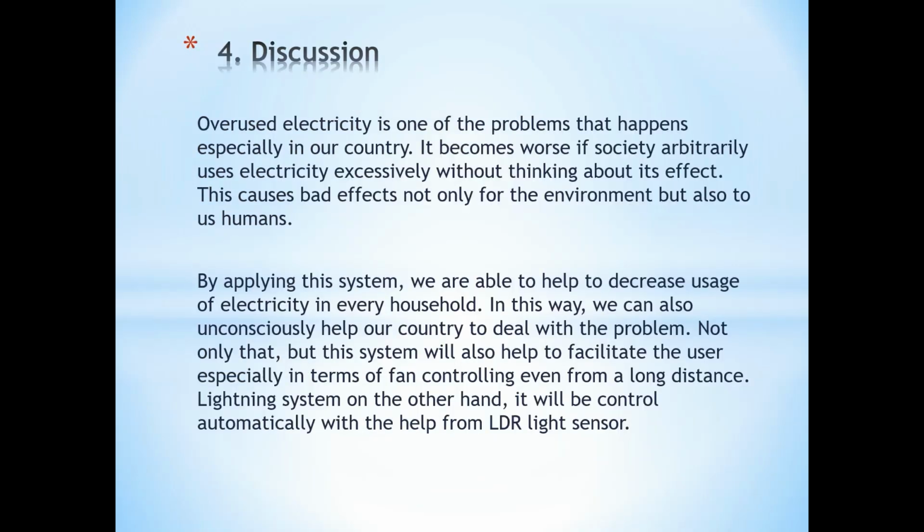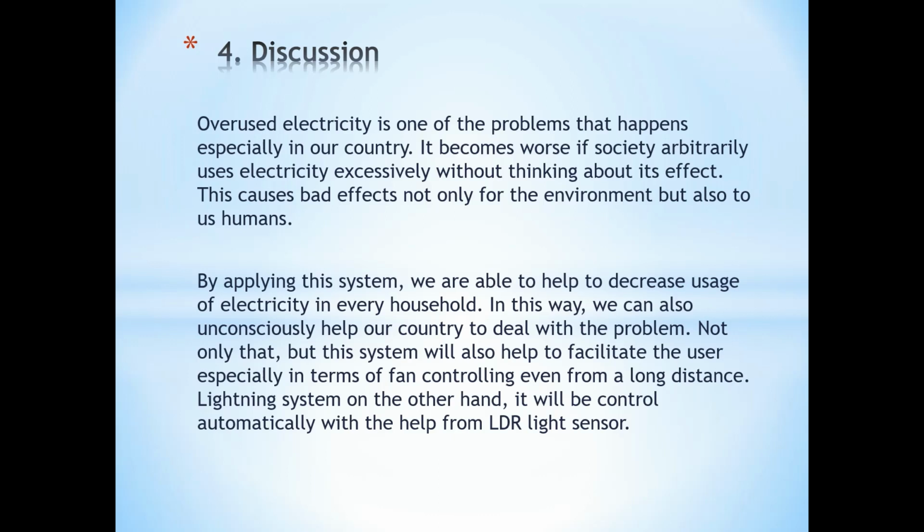Overuse electricity discussion. Overuse of electricity is one of the problems that happen especially in our country. It becomes worse if society arbitrarily uses electricity excessively without thinking about its effect. This causes bad effects not only for the environment but also to us humans. By applying this system, we are able to help to decrease usage of electricity in every household. In this way, we can also unconsciously help our country to deal with the problem.